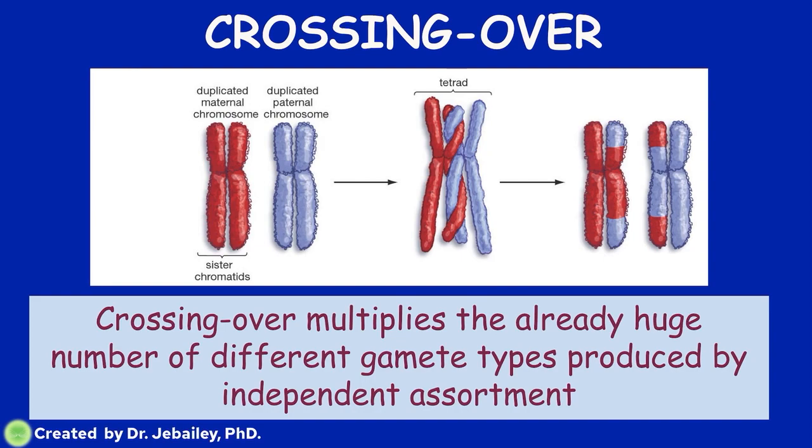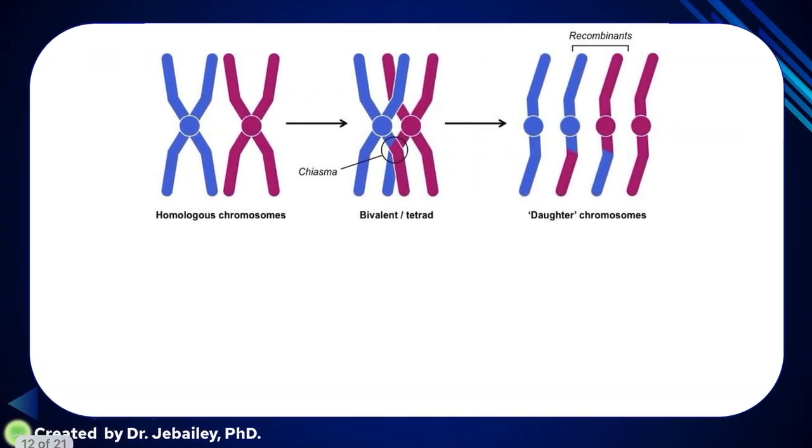So what does the crossover do? It multiplies the already huge number of different gamete types produced. So you're making so many different types of sperm and so many different types of eggs because crossover mixes the genes. So right here, a homologous chromosome, bivalent or tetrad just means the homologous. Now right here, where there is a connection happening between the two chromosomes, that's where the chiasma happens. What is chiasma? It's where the crossover happens. So chiasma is the location of crossover.